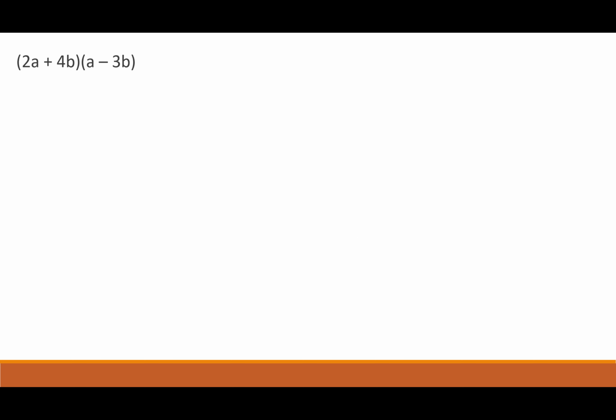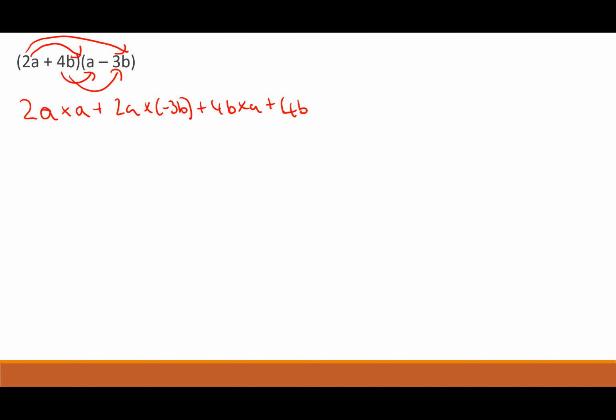Right, let's multiply this out. Just as a reminder, we need to do that times that times that, plus that times that, plus that times that. So let's just write this out. 2a squared. Well, let's write it all out just for the sake of showing you. 2a times a plus 2a times minus 3b plus 4b times a plus 4b times minus 3b.